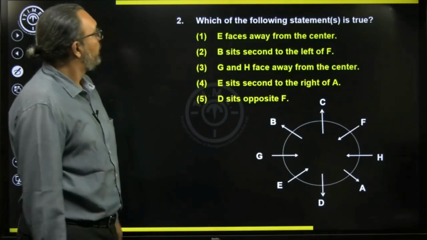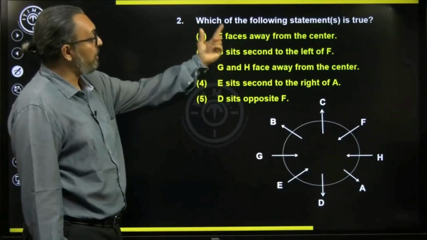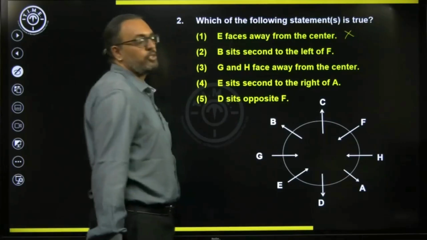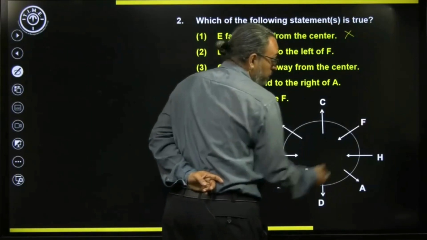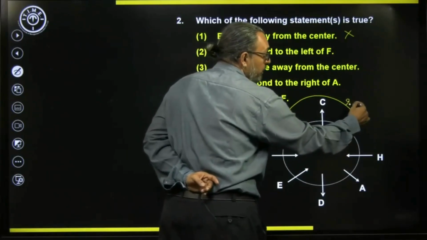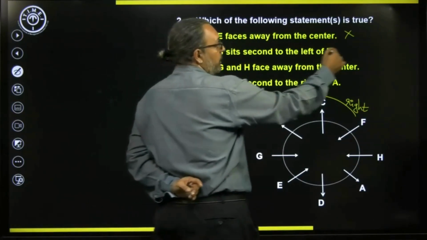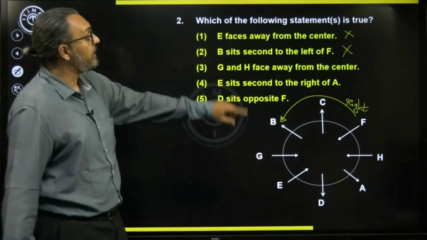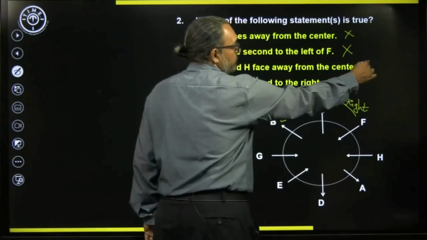Then, which of the following statements is true? Okay, let us check. First one says E faces away from the center. No, that is wrong. That's not correct. 2, B is second to the left of F. Now check here. Now see, F is facing the center and B is unfortunately on the right side. B is second to the right side of F, not left side. So second option is also not correct. Okay. Then third, G and H face away from the center. No, both G and H are facing the center. So this is also not correct.